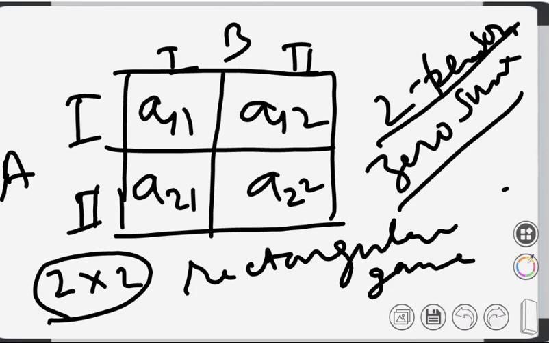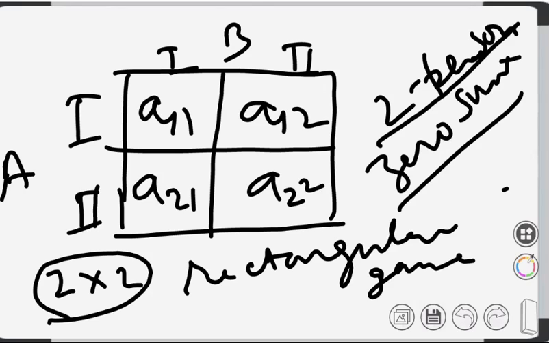Okay, so I'll go back to the statement that I was saying. For any 2 cross 2 two-person zero sum game without any saddle point, and having the payoff matrix. I am repeating. Please listen carefully. I'll repeat and then I'll explain.